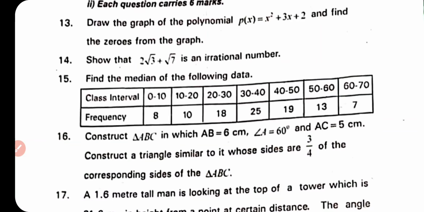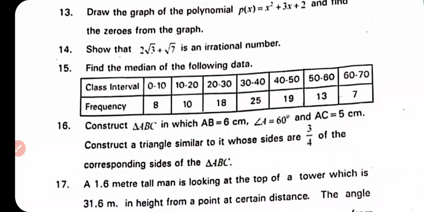14th question. Show that 2 square root 3 plus square root 7 is an irrational number. Question number 15. Find the median of the following data. Class interval 0 to 10, frequency 8; 10 to 20, 10; 20 to 30, 18; 30 to 40, 25; 40 to 50, 19; 50 to 60, 13; 60 to 70, 7.